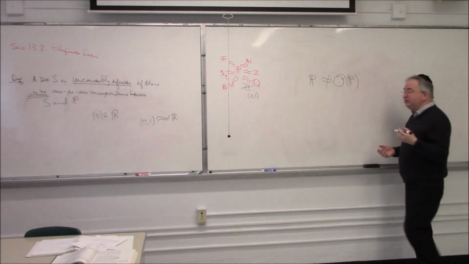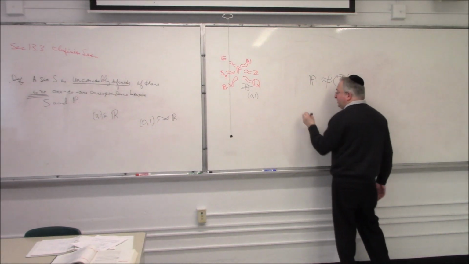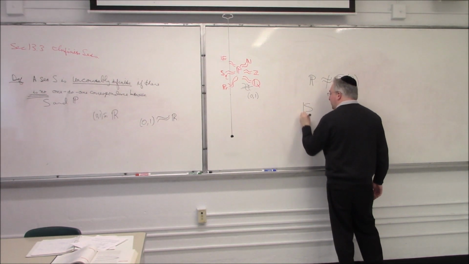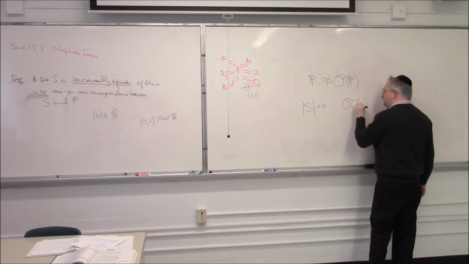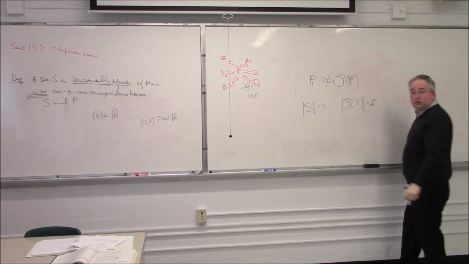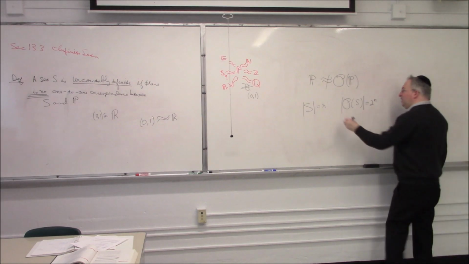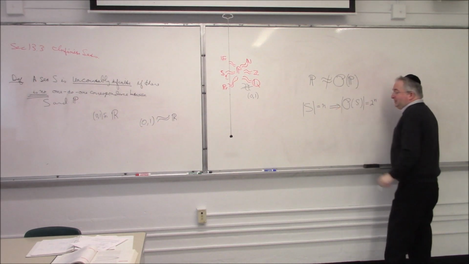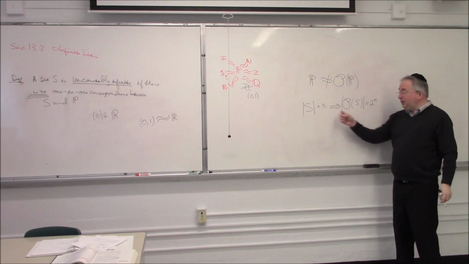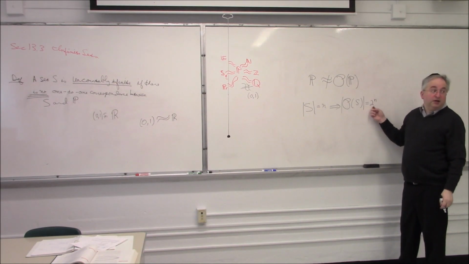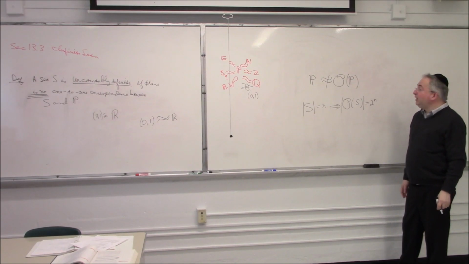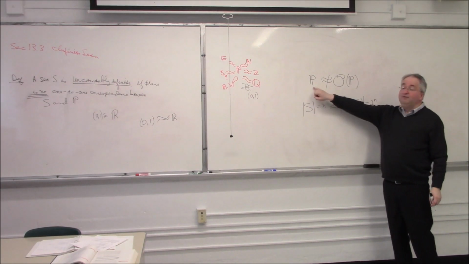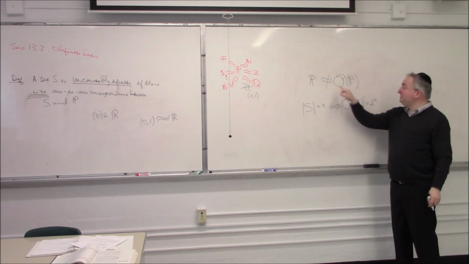Now we saw this in class when we talked about a finite set. If you have a set S that has n elements, then the power set of S has 2 to the n elements. We saw that in class. So with finite sets, 2 to the n is bigger than n. That's always true. But here, we're saying even for infinite sets, the power set is bigger.